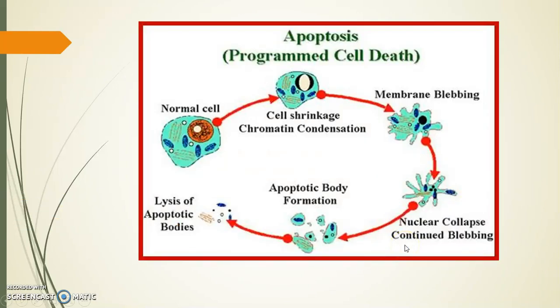Okay, so this is a cyclic chart through which you can easily understand the apoptosis process. Here in this figure, this is the normal cell, and when the cell shrinks, chromatin condensation will take place, and after this there will be blebbing of the membrane, and finally the nucleus will collapse. There will be continued blebbing, apoptotic bodies will form, and finally lysis.